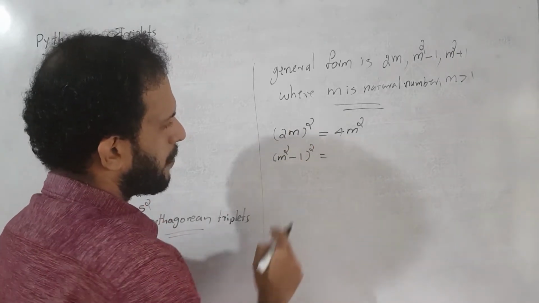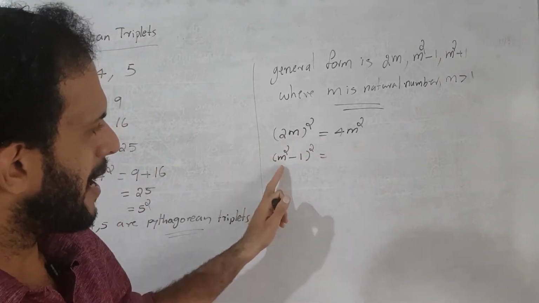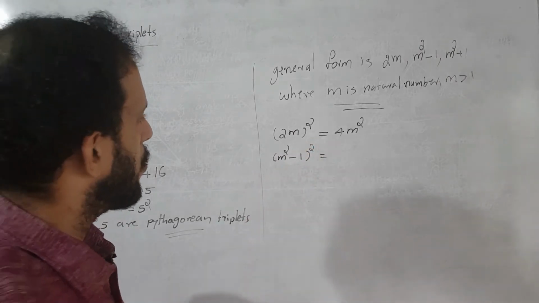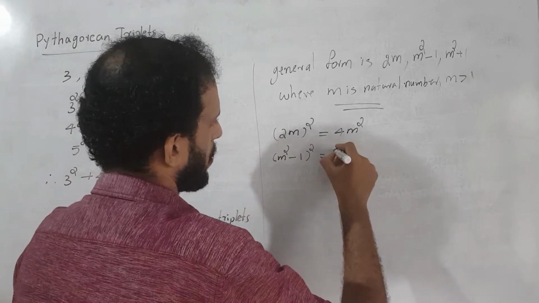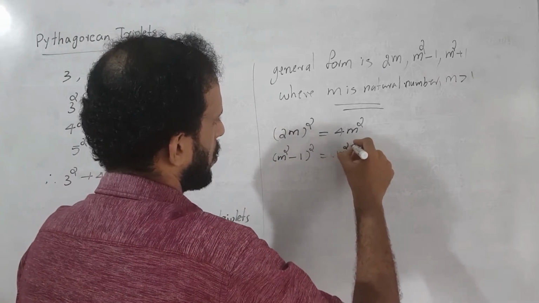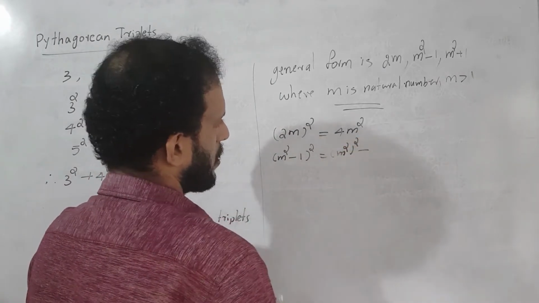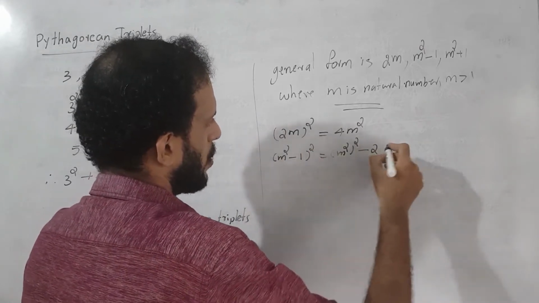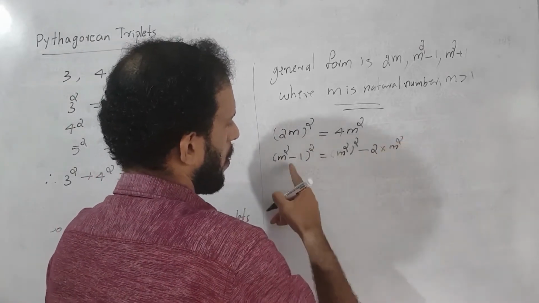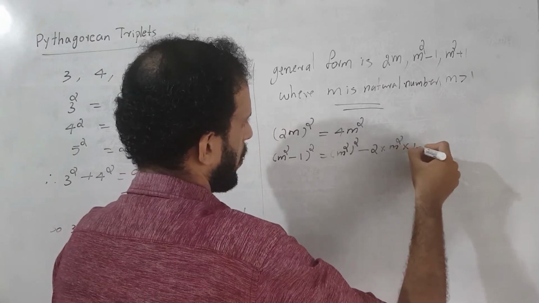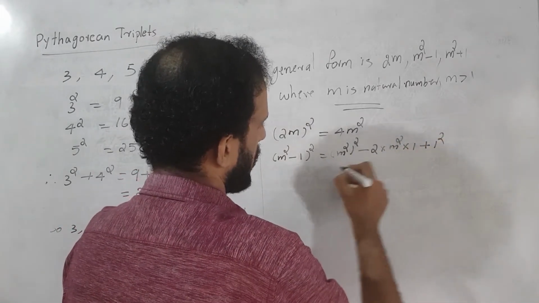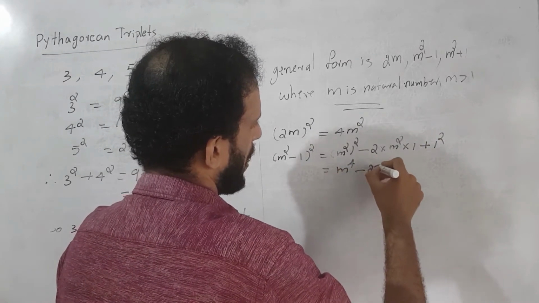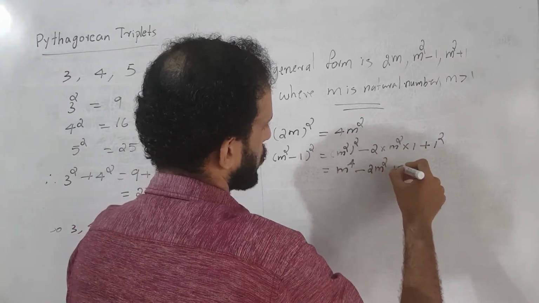This one is in the form of (a minus b) whole square. Correct. What is (a minus b) whole square? First is a square. A square means (m square) whole square, minus 2ab, 2ab means 2 into m square into 1, plus 1 square. That is m raised to 4 minus 2m square plus 1.